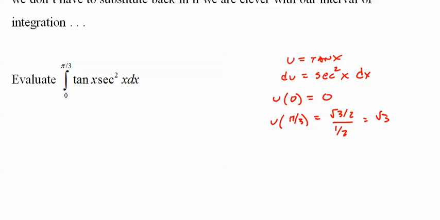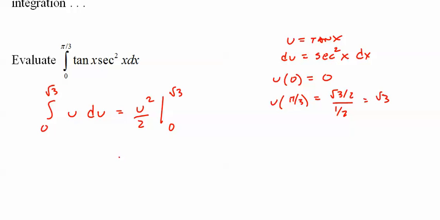Not trusting myself, I should probably check that on my calculator. Yeah, I got lucky. So we change this whole thing: 0 to root 3. Tangent of x is u. Secant squared x dx is du. Isn't that cool? U squared over 2. Hey, what happened to my c? This is a definite integral. I've got to evaluate it, and I don't have to sub back in, which is really, really nice. 3 over 2 minus 0, 3 over 2. And I can check it with a calculator, which is nice.